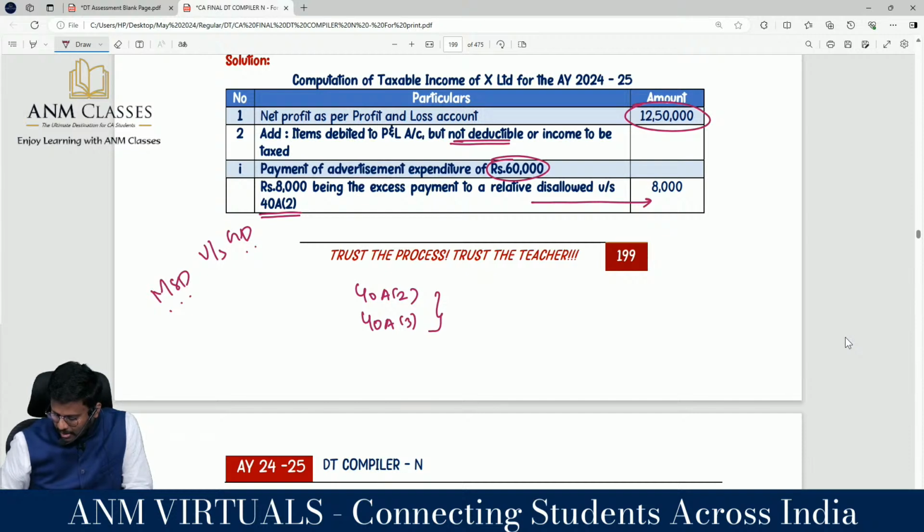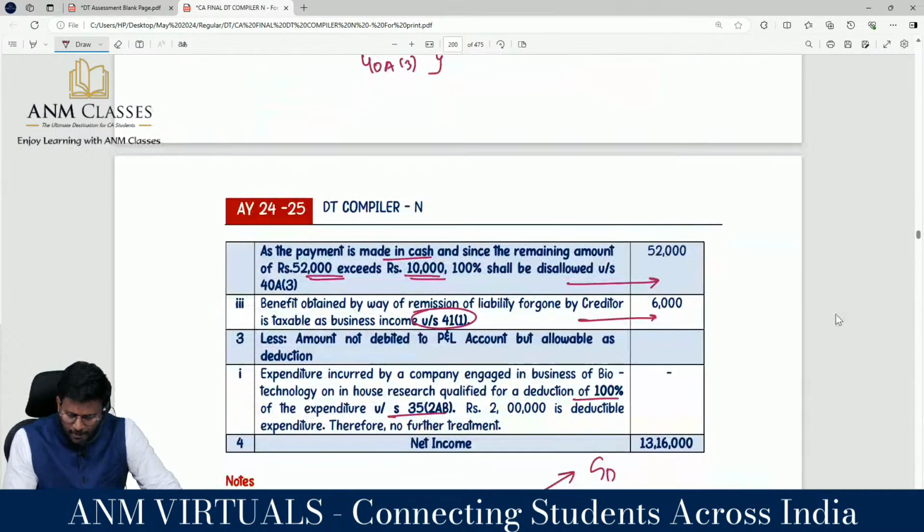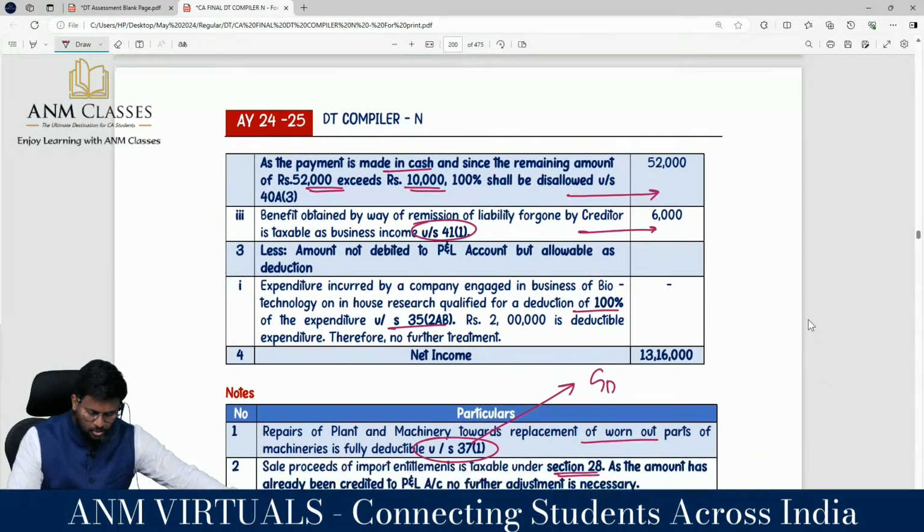I will be adding back, sir, 8,000. Under what section am I adding back 8,000? 48 subsection 2. Related party transaction. What amount have I added back? Excessive amount I have added back. Now I am adding back 52,000. As per what section? 48 subsection 3. Why are you adding back? Cash payment exceeding 10,000 or 35,000 as the case may be. Why are you adding back 6,000? Remission or cessation of trading liability. What is the authoritative section? 41 subsection 1. Okay, right.